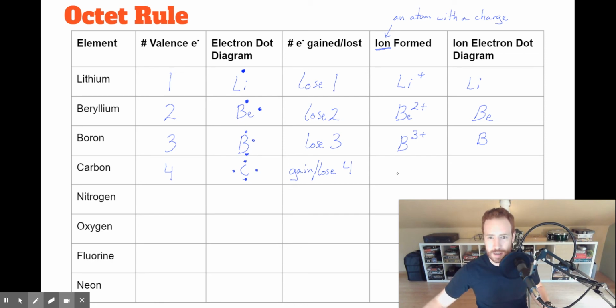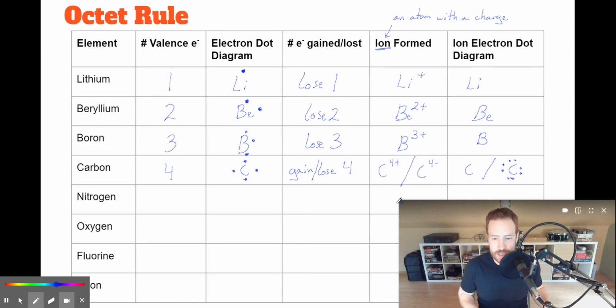So, how should I do this? Carbon, therefore, could form a 4 plus or a 4 minus charge, which means that it could either lose all of its valence electrons or gain electrons all the way until it has a full octet, like that.